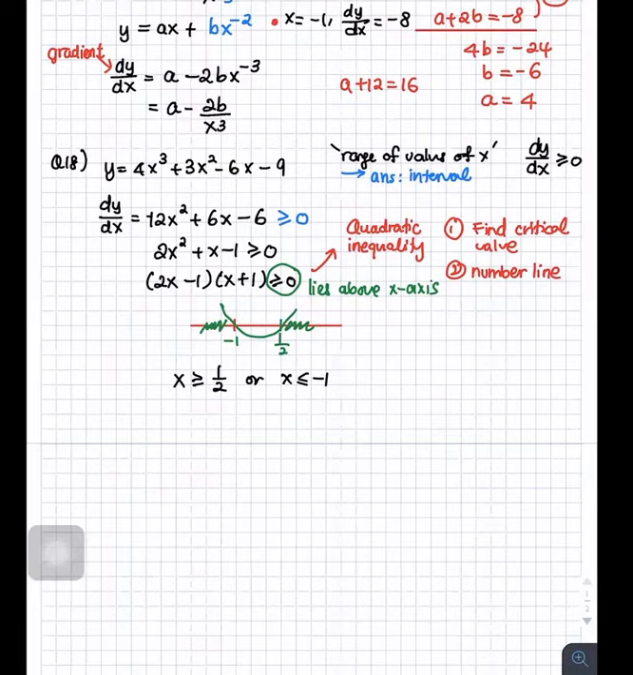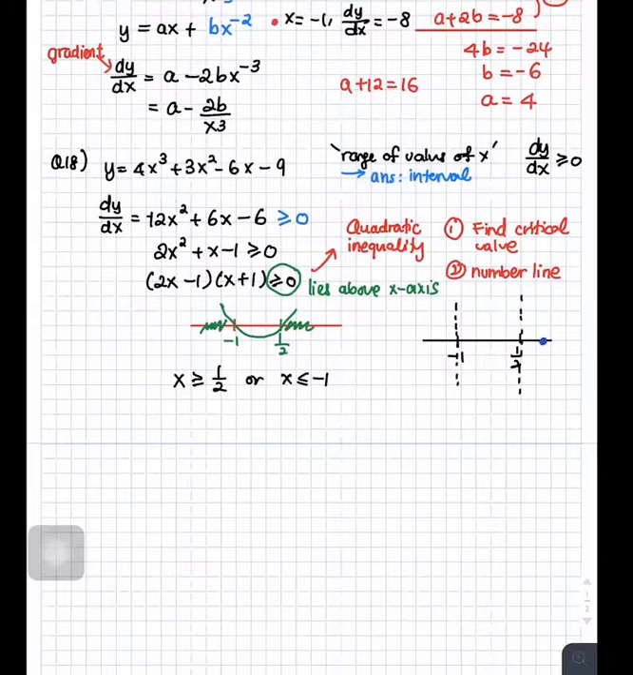If you don't like the sketching method, how else can I solve? I think in Sec 3 you learn cubic inequality, right? Your teacher must have taught you number line technique. If this is difficult for you to interpret, then you do the number line technique. It's much easier. You put a -1 here, you put a half, you put a dotted line. Those who don't know, you see here.